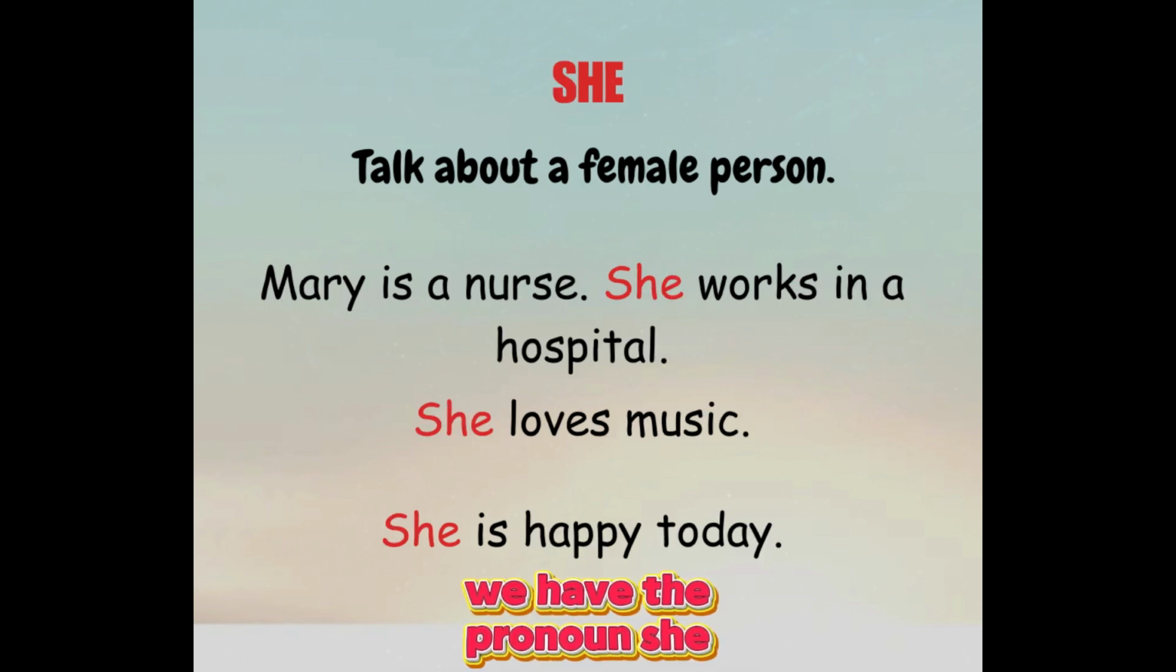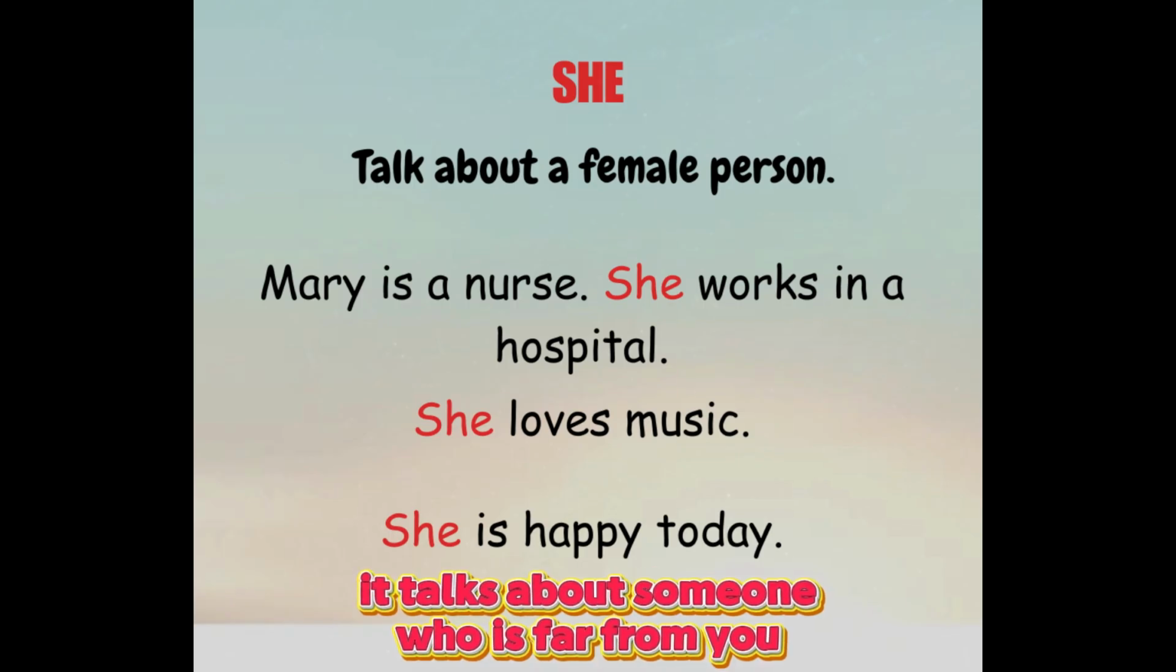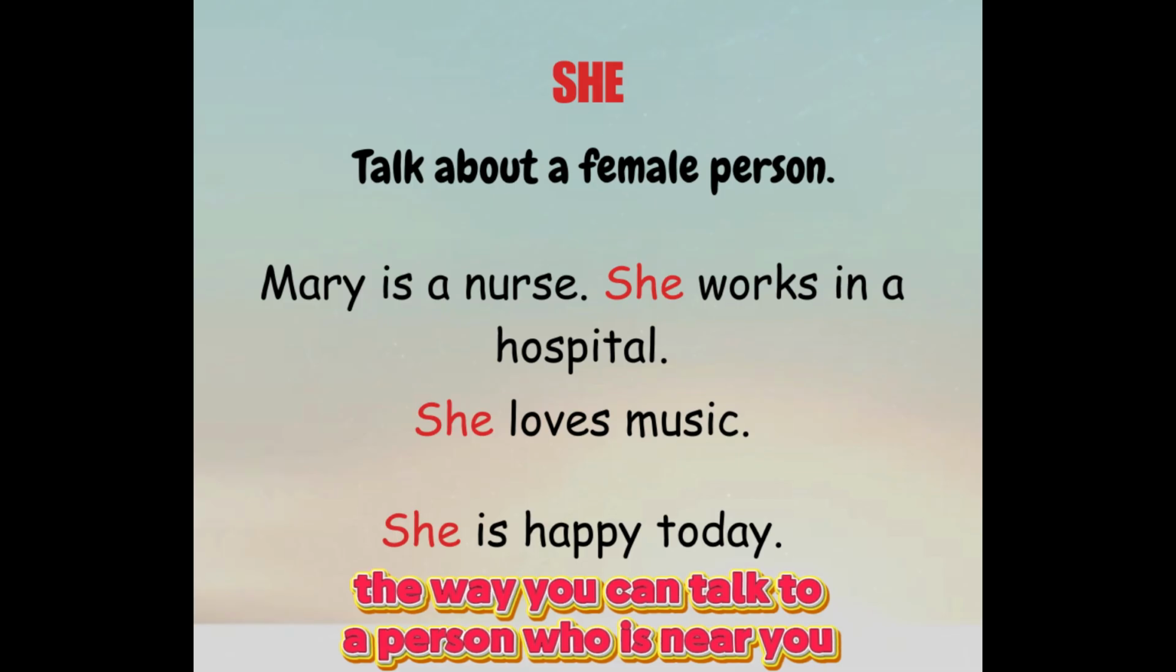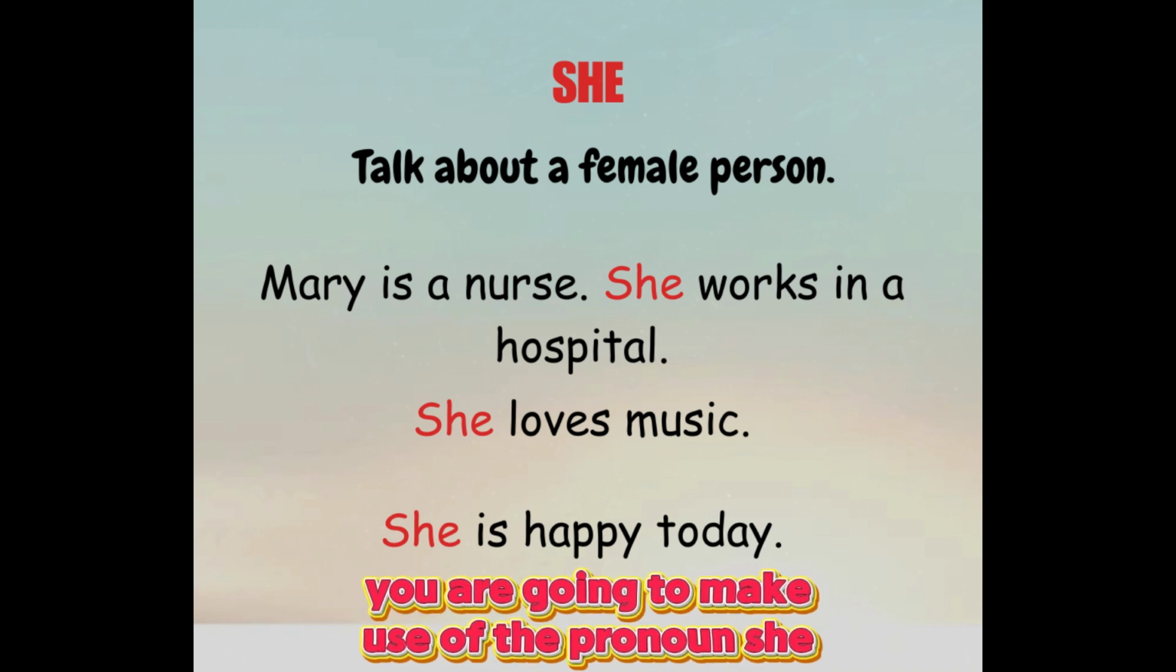We have the pronoun she. She is used for a female person. And just like the pronoun he, it talks about someone who is far from you. You can see them, but you cannot talk to them easily the way you can talk to a person who is near you using the pronoun you. So if the person is female, you are going to make use of the pronoun she.